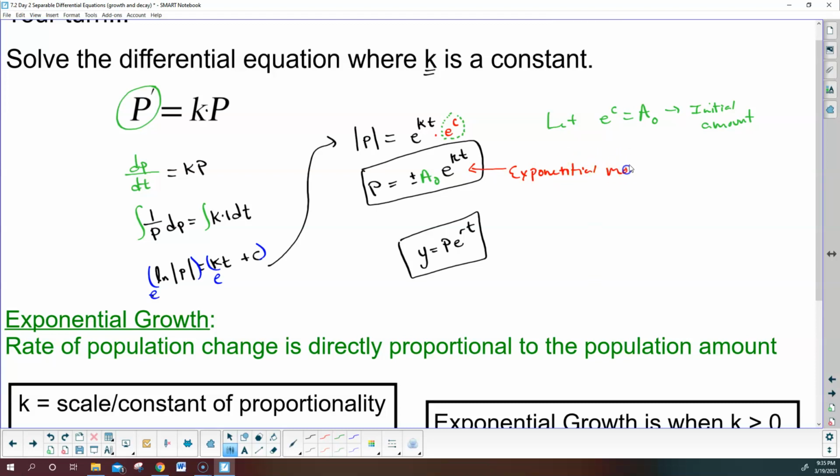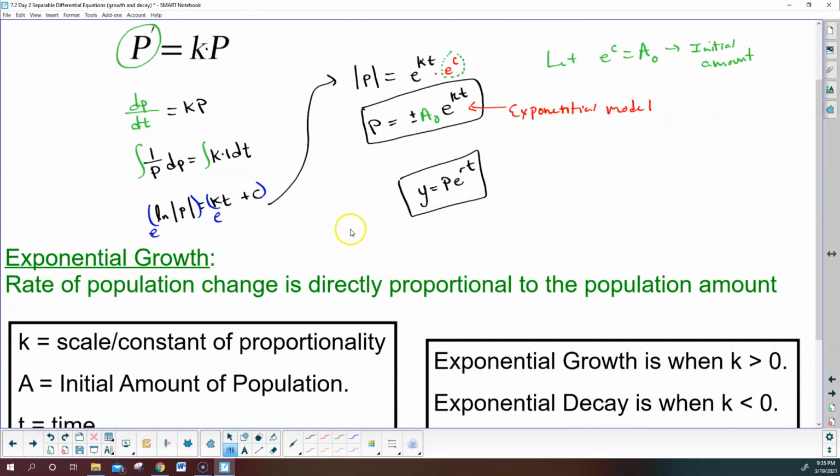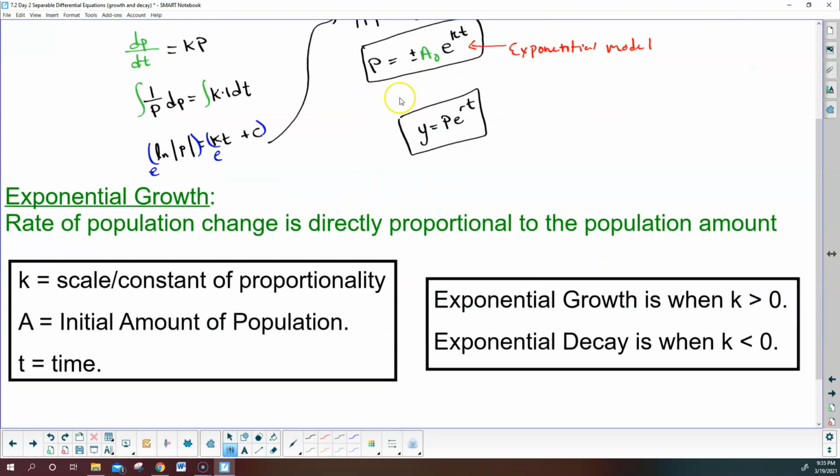It's an exponential model. Now, the special part here is knowing that this model right here is now written as an exponential model. It could be growth or it could be decay, and I should have just put exponential model, not growth here. But what is it? The rate of population is changing directly proportional to the population amount, the initial amount.